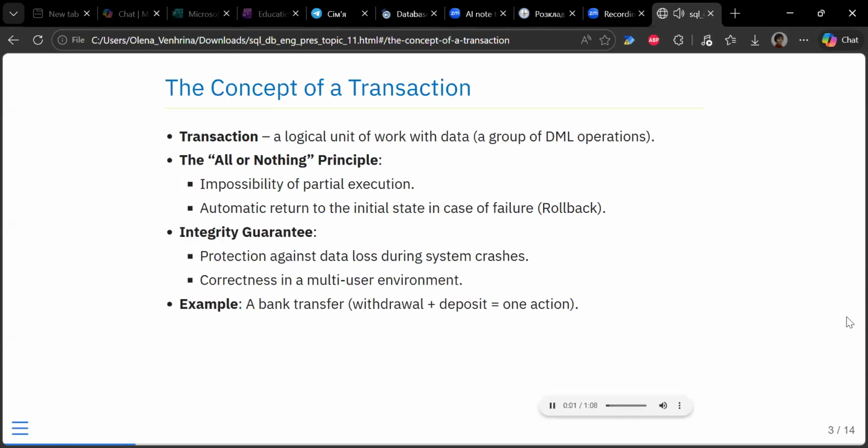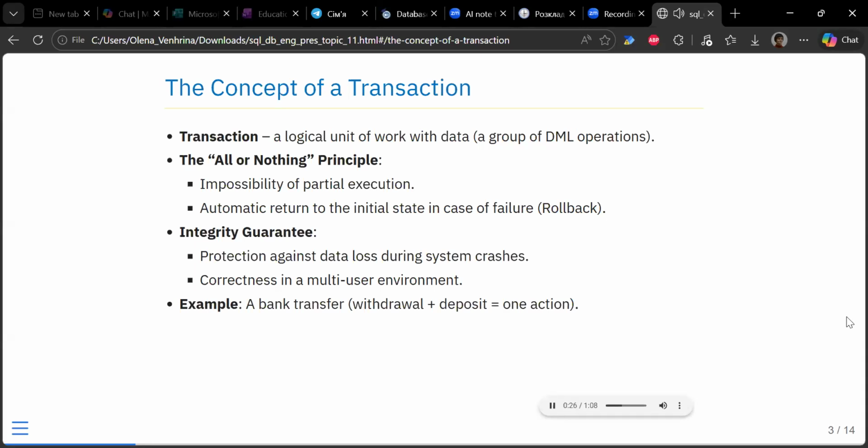Let's start with the definition. In modern DBMSs, a transaction is a fundamental logical unit of work. It is a sequence of data manipulation, DML, operations that is absolutely indivisible for the system. The key principle here is all or nothing. What does this mean in practice? A transaction cannot stop halfway.